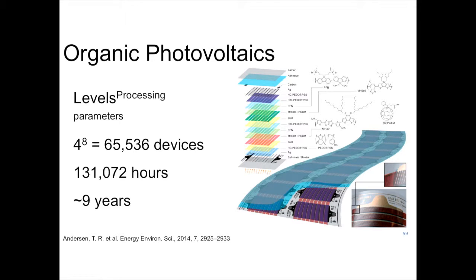And producing every possible device is simply not possible. So say, for example, you had 8 different processing parameters, things like concentration or temperature, and you wanted to look at 4 different levels for each of these processing parameters. You would have a possibility of making over 65,000 possible devices. And assuming each device takes 2 hours to make, this would take about 9 years to do. I personally don't plan on being here for 9 years, so hopefully there's a better way of doing this.